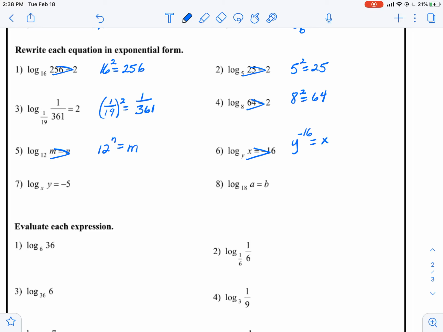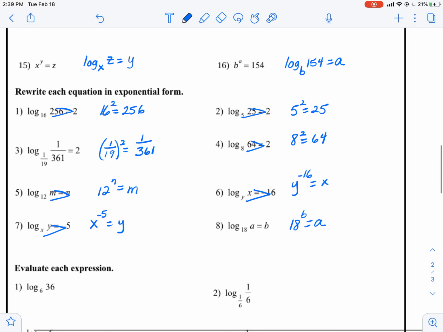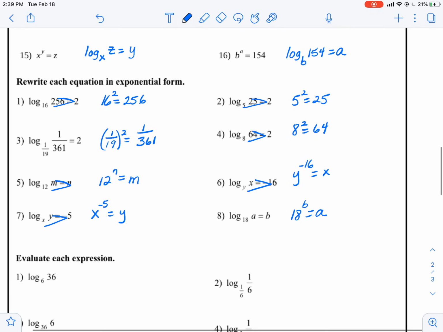Okay, so again, I'm going to let you pause the video, try the next two, why don't you, real quick, and see how you do. Okay, so x to the negative 5 equals y, and 18 to the b equals a. So, do you have any questions, or does that make sense to you? Okay, again, I'm going to stop the video just so we don't get too long, and we're going to go into evaluating.